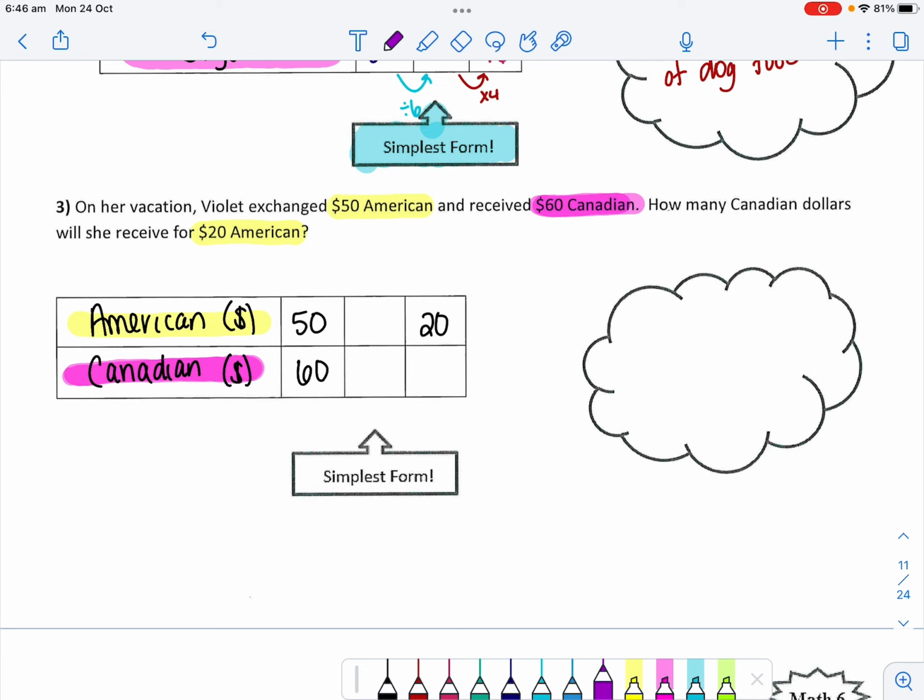And again, here I cannot go from 50 straight to 20, so I'm going to have to simplify by something. 50 and 60 both have a 10 in common, so I'm going to divide by 10, and I get 5/6. And then I'm going to multiply by 4. So 6 times 4 is 24 Canadian.